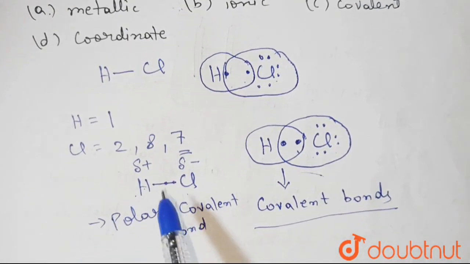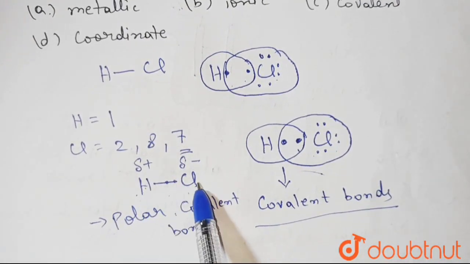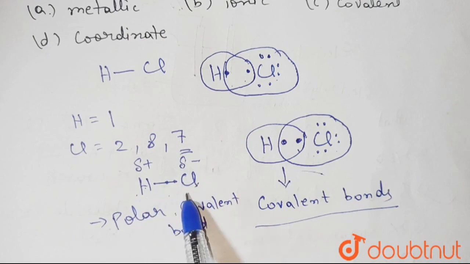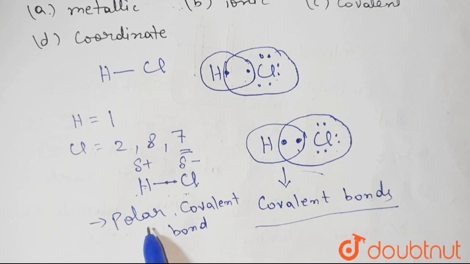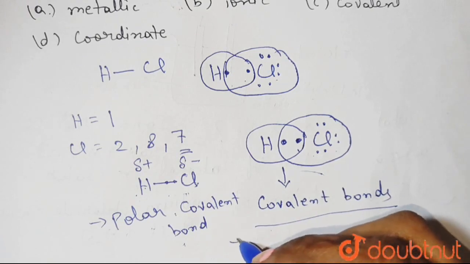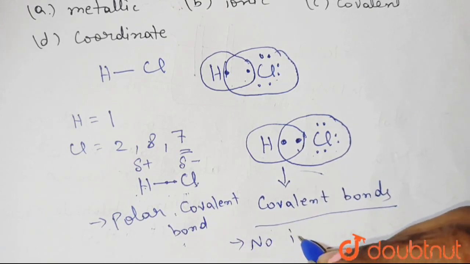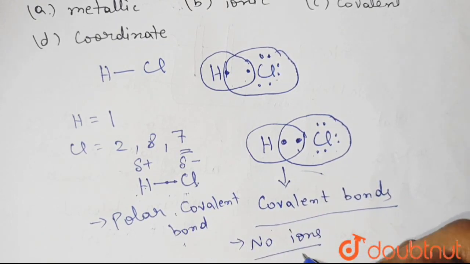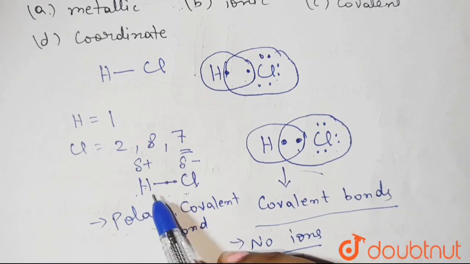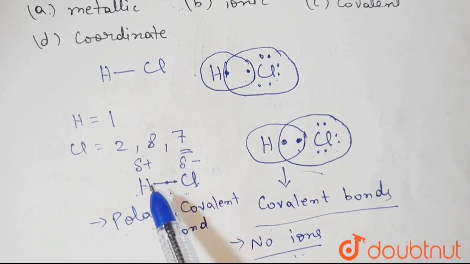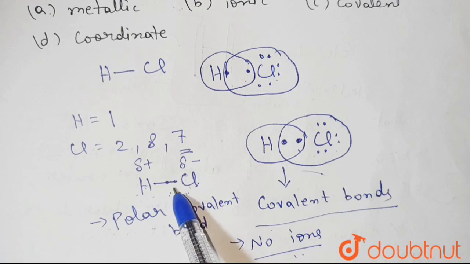But you will not call it an ionic bond, because no ions are generating here. Here HCl is present, there is a polarity in that covalent bond which will be known as polar covalent bond, but not ionic bond. Why? Because here ions are not generated. No ions are forming here. Since no ions are forming here, this will not be known as ionic bond. There is just a polarity in the covalent bond. That's why it will be known as polar covalent bond.